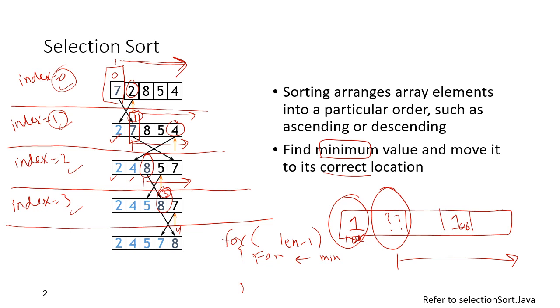Once you have your minimum value, just before you go to the second index, you have to do a swap. You have to move the minimum to the correct location, which means I have to do a second step, which is a swap. So again, as summary, we need a for loop to do the iteration up to length -1. We need another for loop to find the minimum, and then we need a swap to move the minimum element to its correct location.